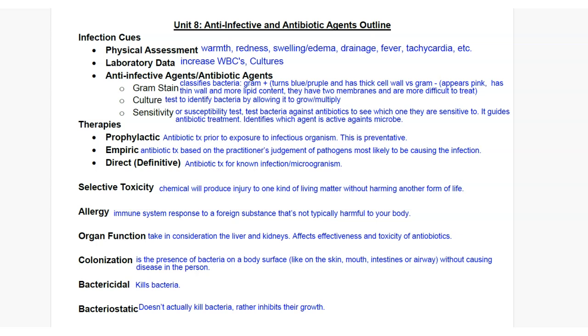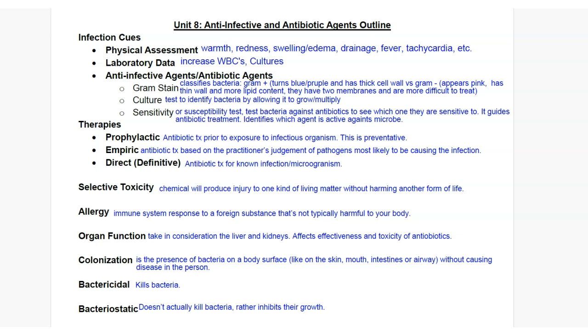Organ function is something that you want to consider when giving antibiotics. So always take into consideration your two main organs that can affect the effectiveness of the treatment and also the toxicity or potential for toxicity when using certain antibiotics. So the two organs that you want to consider are your liver and kidneys because they're responsible for metabolizing the antibiotics and at the same time excreting the antibiotics. So if either organ is not working well, or maybe both are not working well, then we have a potential of having less effect and more toxicity when it comes to these medications.